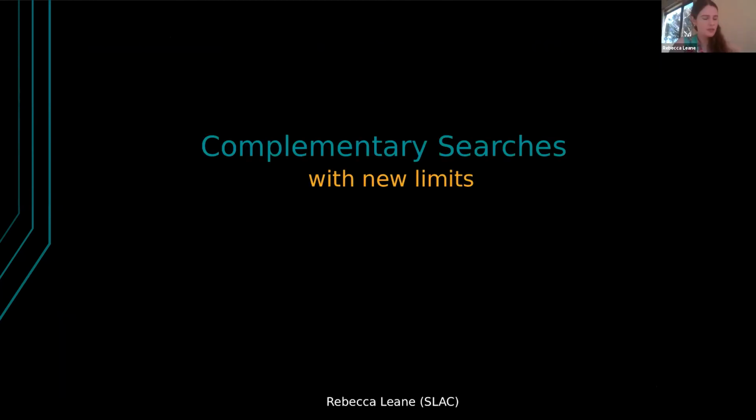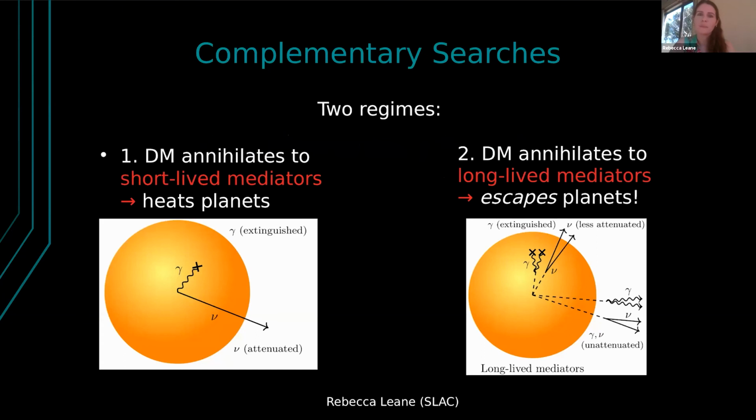Okay, so I'm just going to tell you really briefly, for the last part of the talk, about some complementary searches we can do with stars and planets. And I'm going to give you some new limits now. So instead of just promising a future search where we can have some limits, what can we do right now with some stars and planets?